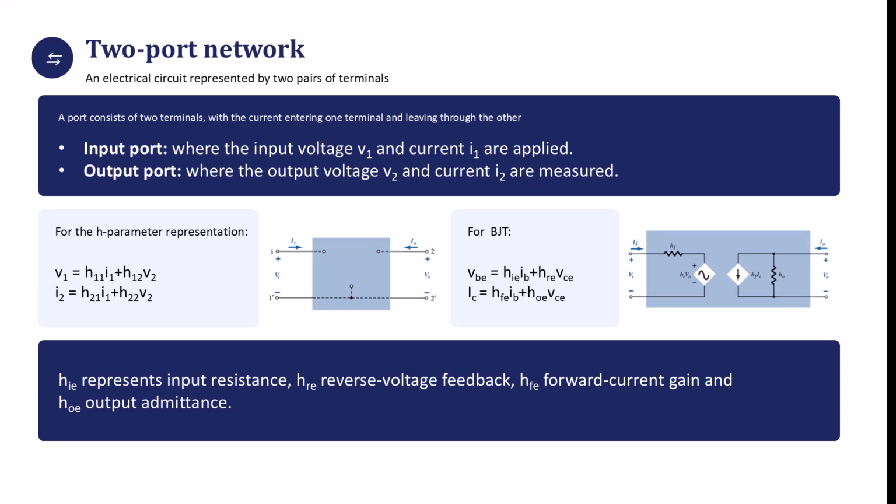For a BJT, these become VBE equals HIE times IB plus HRE times VCE, and IC equals HFE times IB plus HOE times VCE. Here, HIE represents input resistance, HRE represents reverse voltage feedback, HFE represents forward current gain, and HOE represents output admittance. We will study the h-parameter model of the BJT in more detail in the next lesson.